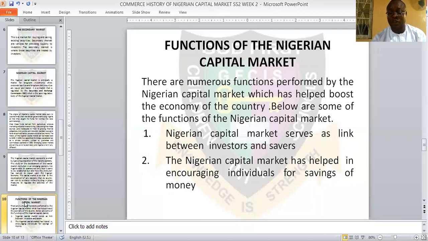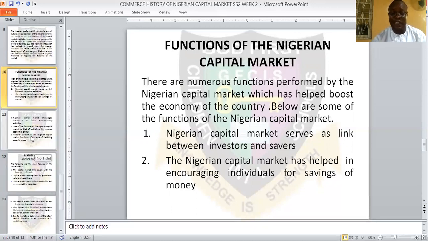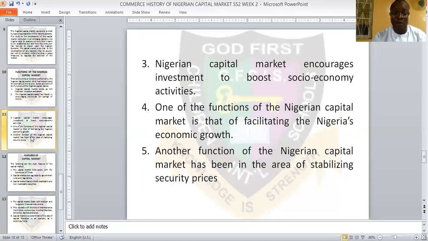It brings the investors and the savers together. Another function is that the Nigerian capital market has helped in encouraging individuals to save money. This tells you that it is not only the banks where people can save money. You can also save money in the Nigerian capital market. It has helped individuals a lot with savings in this market.